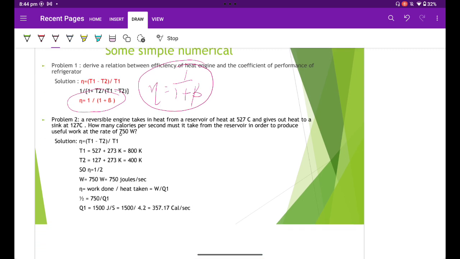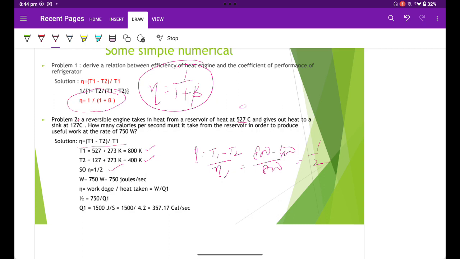Again, if a reversible engine takes in heat from a reservoir at 527 degrees Celsius and gives out heat to a sink at 127 degrees Celsius, how many calories per second must it take from the reservoir in order to produce useful work at the rate of 750 watt? Efficiency is given, the formula is with T1 and T2 in Kelvin. Since efficiency is T1 minus T2 by T1, that is 800 minus 400 by 800, it becomes 1 by 2.